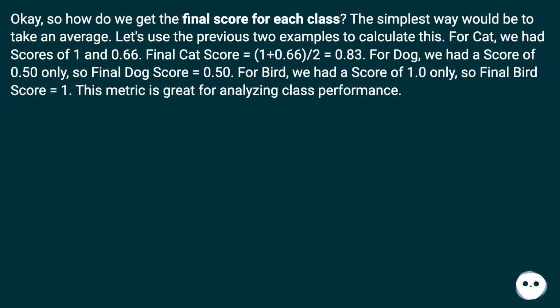Okay, so how do we get the final score for each class? The simplest way would be to take an average. Let's use the previous two examples to calculate this. For cat, we had scores of 1 and 0.66. Final cat score equals (1 plus 0.66)/2 equals 0.83. For dog, we had a score of 0.50 only, so final dog score equals 0.50. For bird, we had a score of 1.0 only, so final bird score equals 1. This metric is great for analyzing class performance.